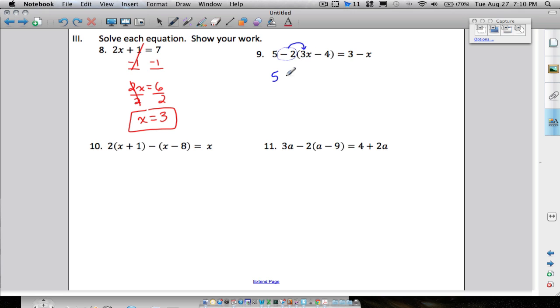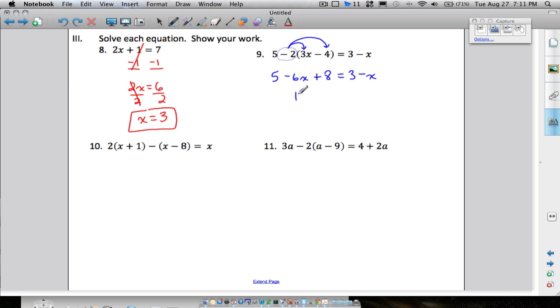Negative 2 times 3x is negative 6x. Negative 2 times a negative 4 is a positive 8. And this is equal to 3 minus x. I prefer to simplify each side of the equation. So we need to simplify this side. 5 plus 8 is going to be 13. And it doesn't matter how you write this if you think about the commutative property.